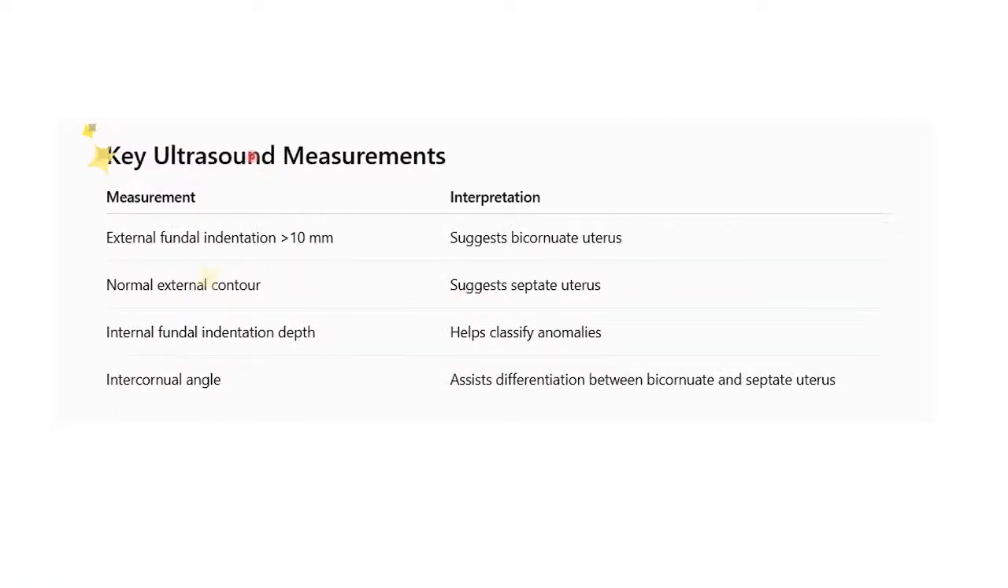So the key ultrasound measurements and interpretation: an external fundal indentation above 10 millimeters suggests bicornuate uterus. A normal external contour suggests septate uterus. Internal fundal indentation depth helps clarify anomalies. The intercornual angle helps differentiate between bicornuate and septate uterus.